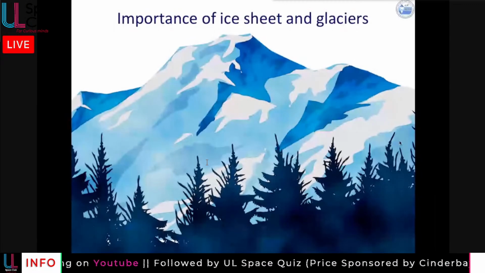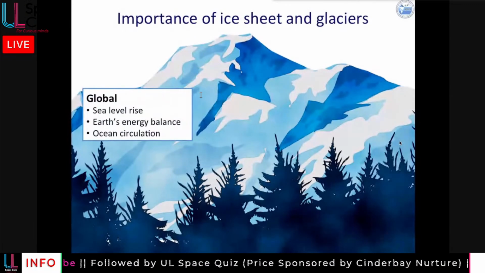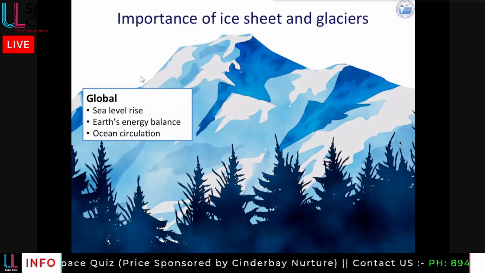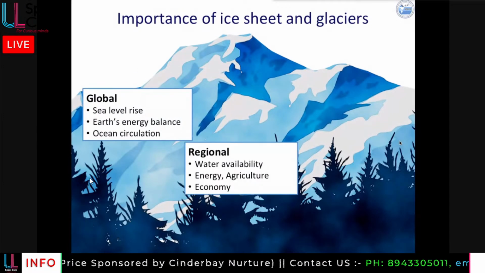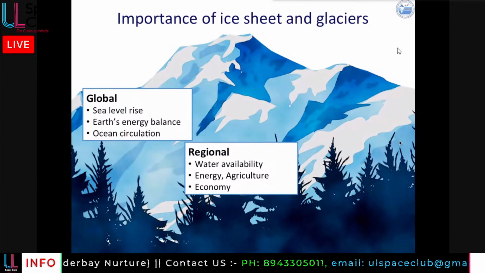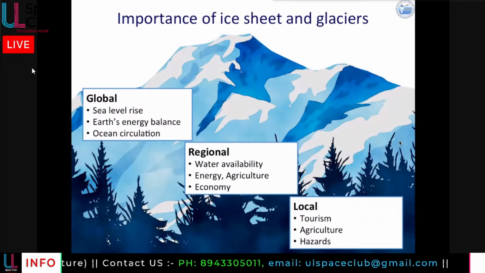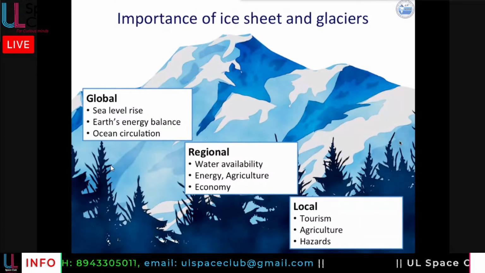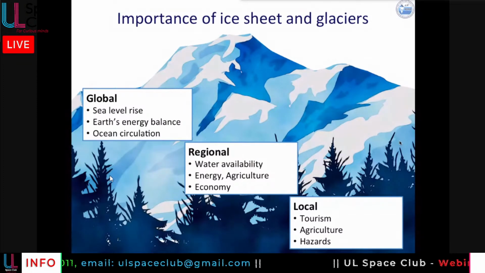So many of you must be thinking, when you sit somewhere in a tropical region like India, we are not really so worried about ice sheets and glaciers. So what is their importance? How do they really make a difference? You would be surprised. They have a huge impact on society, globally, regionally, as well as locally.